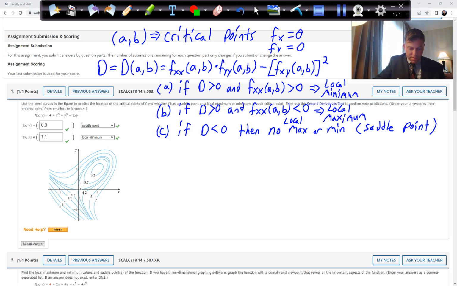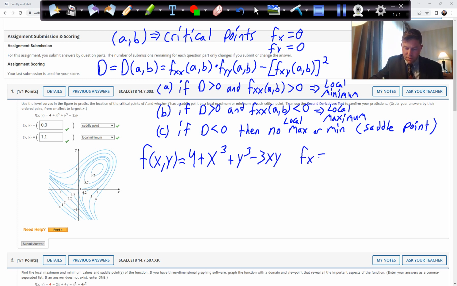Okay, so here's our first function. We have f of x, y is equal to 4 plus x cubed plus y cubed minus 3xy. And by this point in the course, I don't think partial derivatives should be all that challenging to us. So f sub x would be 3x squared, the 4 goes away, y cubed goes away, and we're going to get minus 3y.